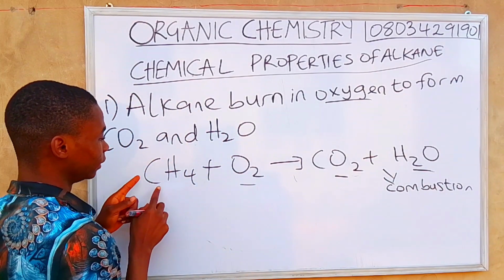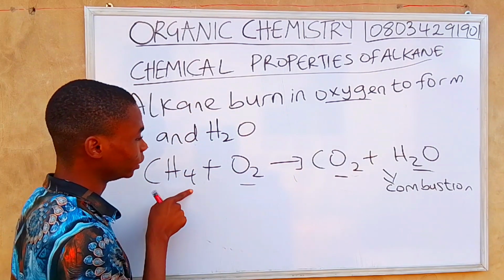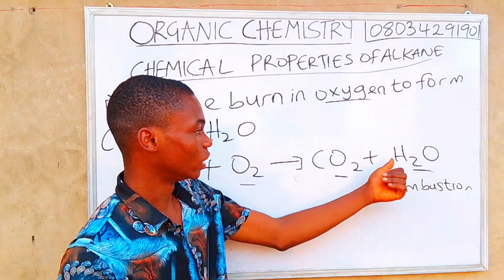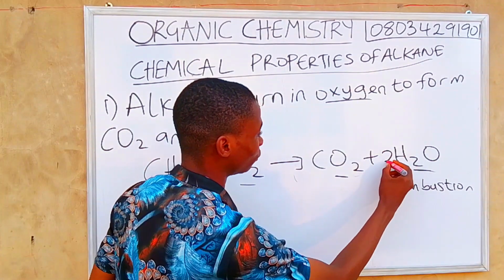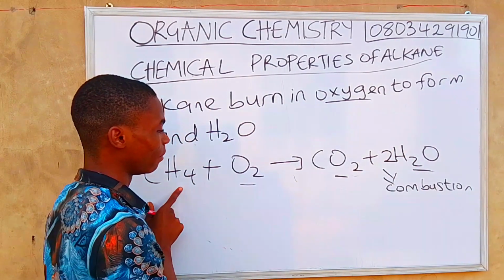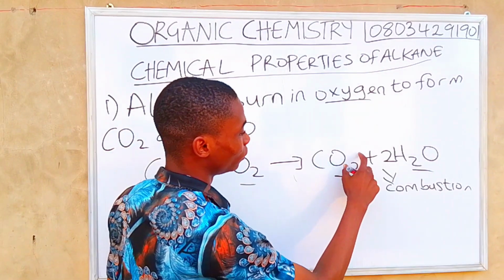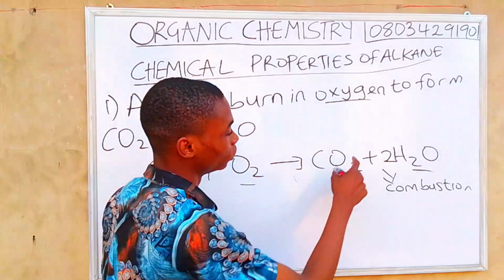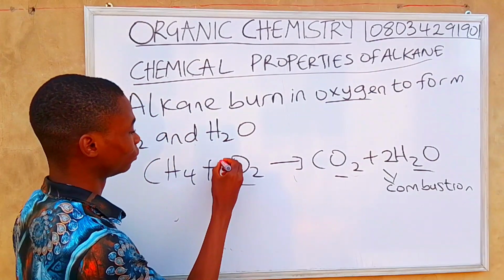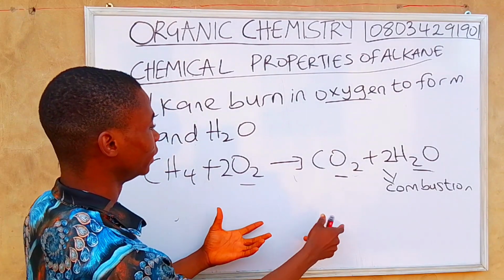You can see we have one carbon here and one carbon at the right hand side. For hydrogen, we have 4 hydrogen at the left hand side and 2 hydrogen at the right hand side. What do we do to balance it? We add 2 in front of H2O in order to balance it. So we now have 4 hydrogen here, 1 carbon here, 1 carbon here. For oxygen, we have 2 oxygen on the left hand side and 4 oxygen on the right hand side. How? 2 oxygen here and 2 oxygen here. To make it balanced, let's add 2 here. So we now have 4 oxygen here and 4 oxygen here. So this reaction is balanced.